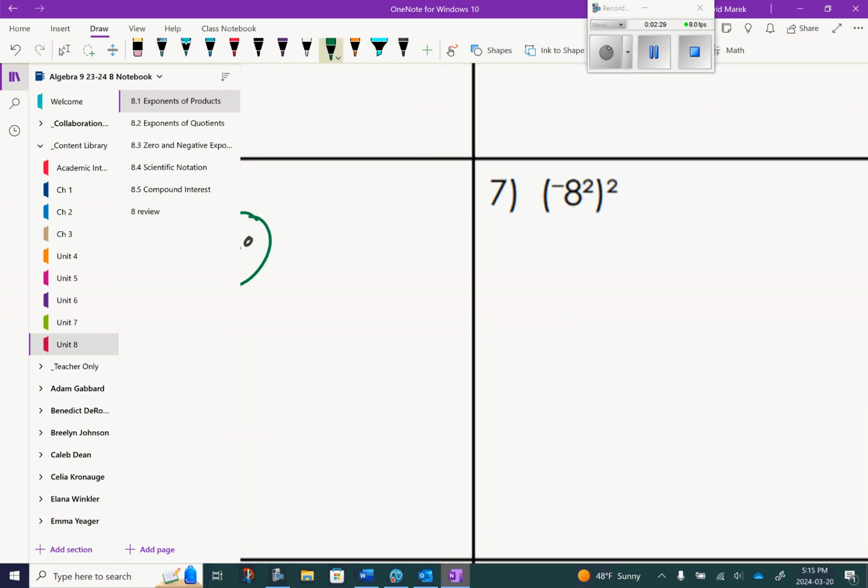For number 7, negative 8 squared squared. Now, again, this gets really picky here. We're not taking negative 8 and squaring it. That would have required another set of parentheses with that original problem, and that's not what we got here. Leave it as this.